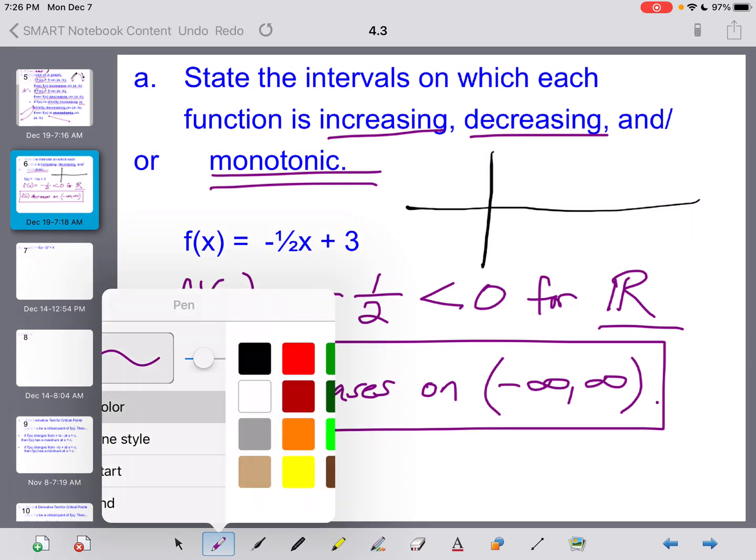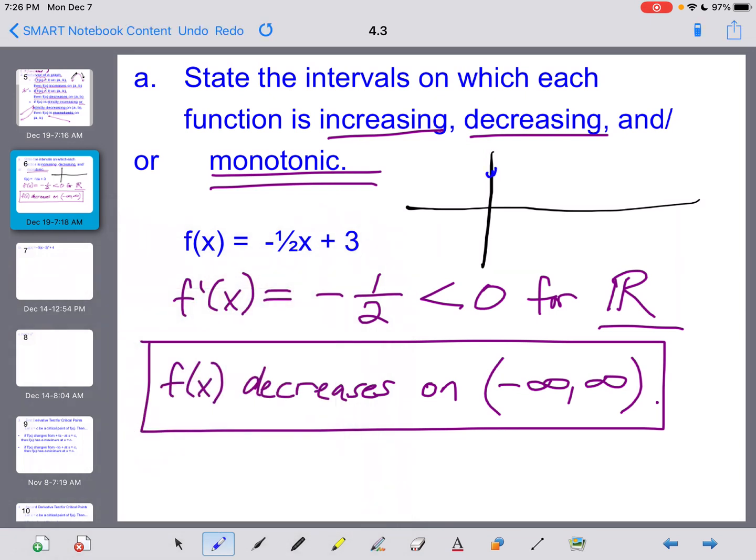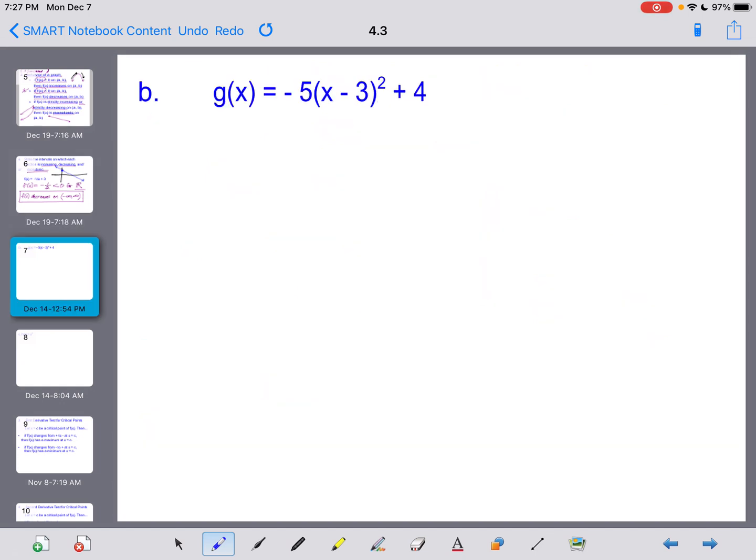And I don't think a graph here is necessary, but it certainly doesn't hurt. Real quick, like I said, you guys probably did this in your heads a while ago. You've got a y-intercept of 3 and a slope of negative 1/2, which might look something like that. And sure enough, guys, it looks like that function is decreasing everywhere on the interval from negative infinity to positive infinity. Okay, boring example. Let's do the next one here.